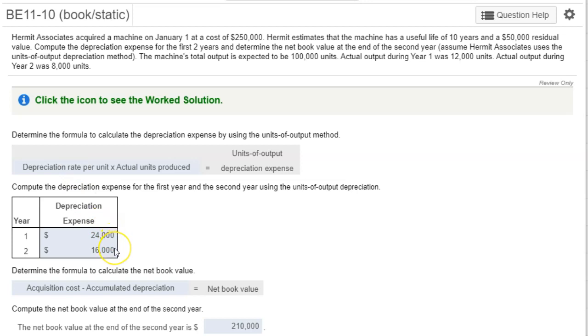When we get to year 2, we still use the same rate. There's no change in estimates at this point, so we're going to say $2. Now let's look at the actual units produced in the second year, and that was 8,000 units. 2 times that 8,000 will give us 16,000. So after 2 years, it appears to be 40,000 in depreciation expense taken. So what does that mean? When we get down to the second part and we have to find net book value, we'll take 250,000, the original cost, minus the accumulated depreciation, which is 40,000, and that'll give us our net book value at the end of year 2 of 210.